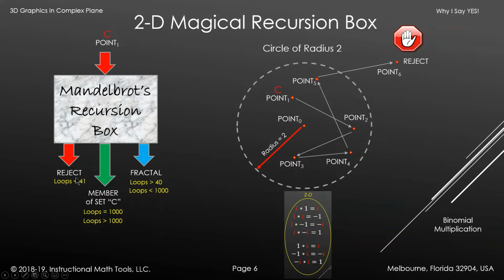If it's less than 41, it's a reject. If it looped greater than or equal to 1,000, then it's a set member. And if it looped greater than 40 but less than 1,000, it's a fractal. And all of these binomial multiplications utilize the 2D commutative multiplication identities as we discussed earlier.